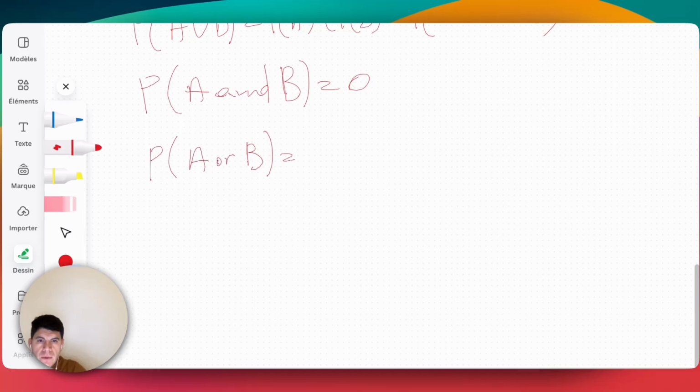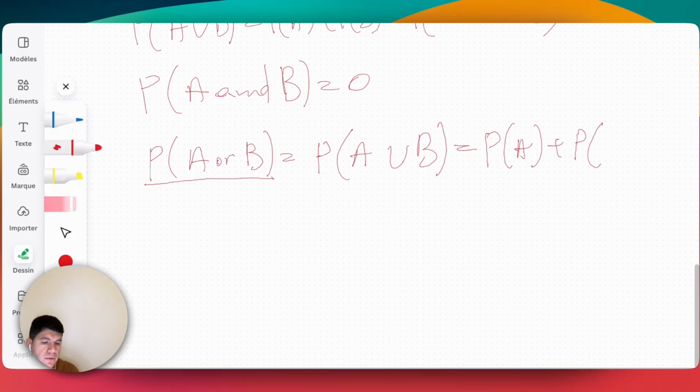Okay, so last time we discussed the probability of A or B. It means the probability of event A or event B happening, which equals the probability of event A union B. And this is also equal to the probability of event A plus the probability of event B minus the probability of event A and B.